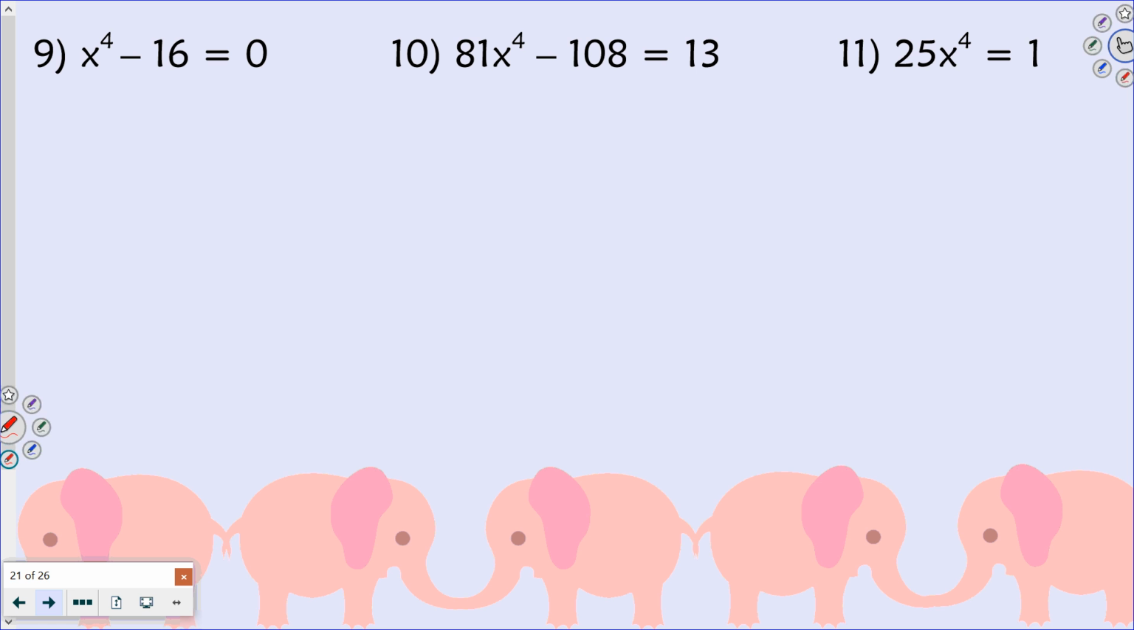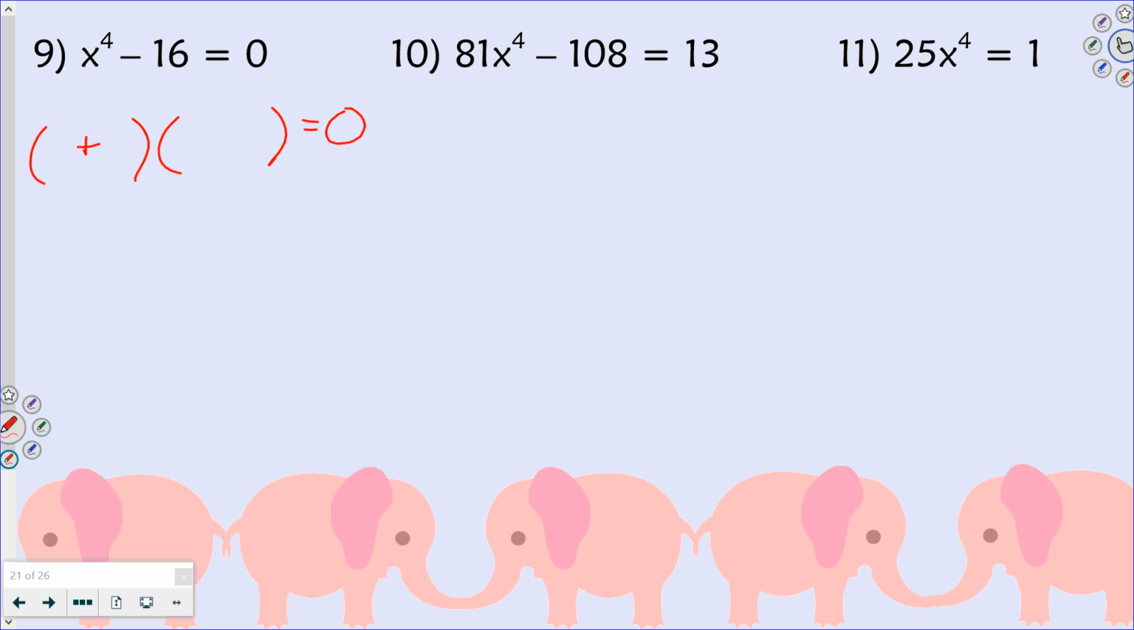All right, number 9. It's already set equal to 0. What type of factoring is that like? It's 2 terms. Is that the cube stuff where I have to use SOAP, or is that more like difference of squares? It's like difference of squares. Yeah, it's not a cubed, right? It's not x cubed. So let's set it up like we would difference of squares.